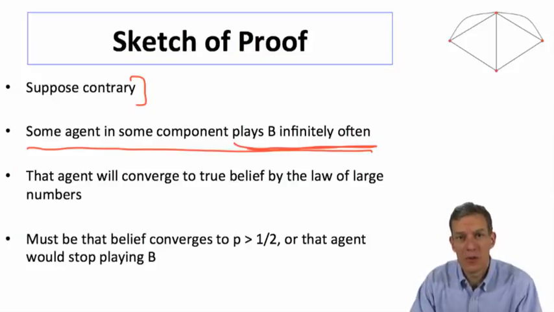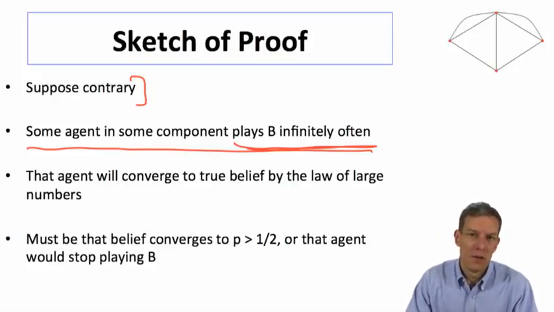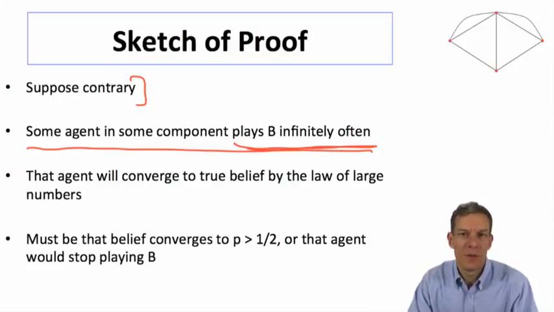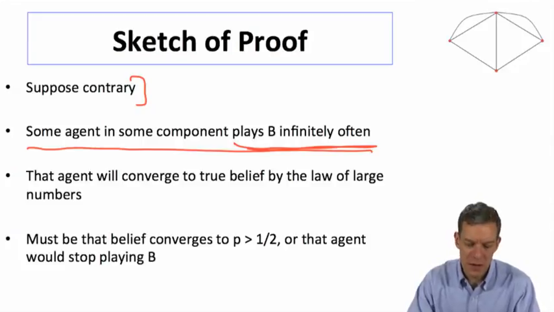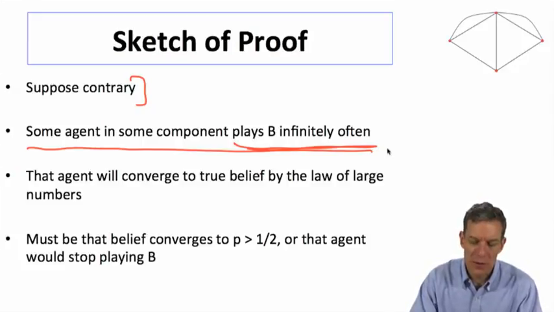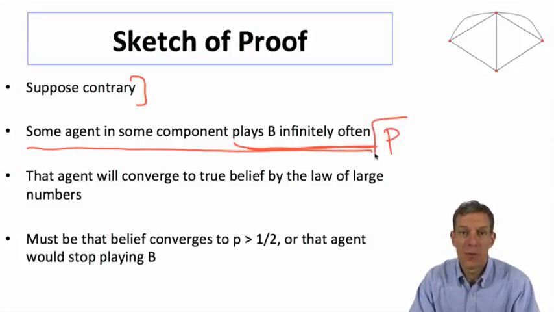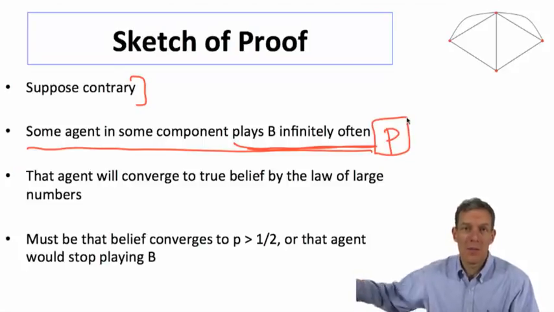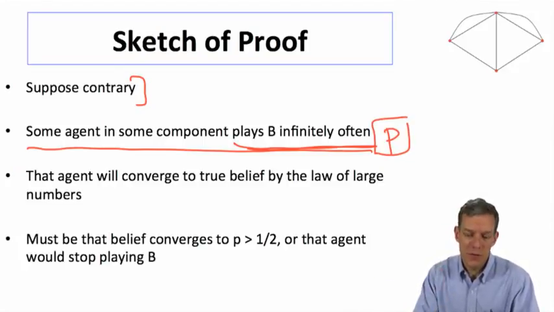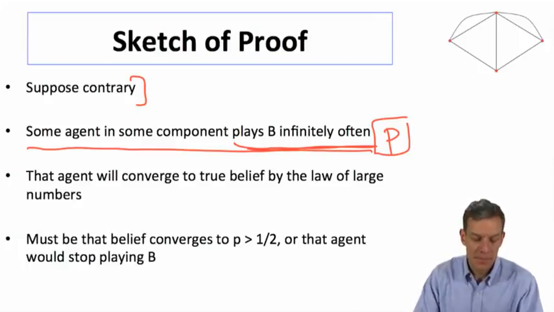Now we can use the law of large numbers. The law of large numbers is going to tell us that if somebody plays B infinitely many times, then they're going to get an arbitrarily accurate estimate of what P is. So with probability going to 1 in time, their belief will converge to P.